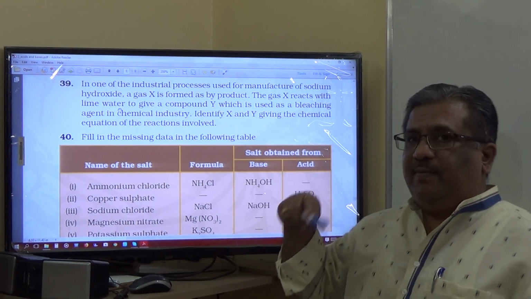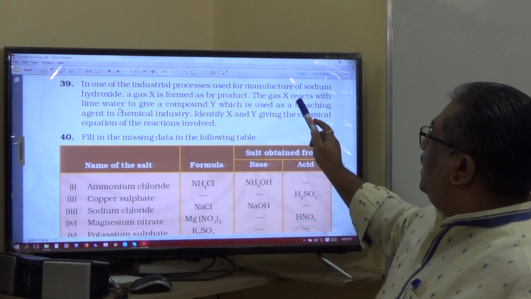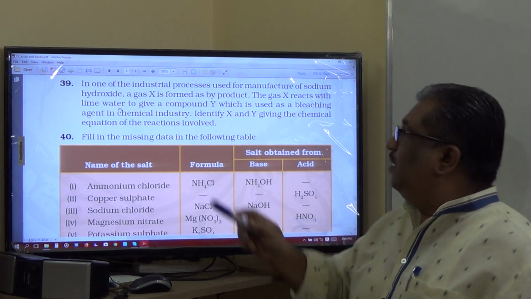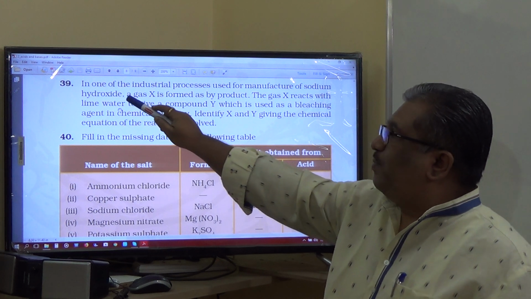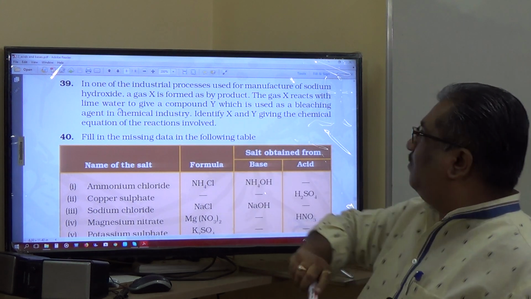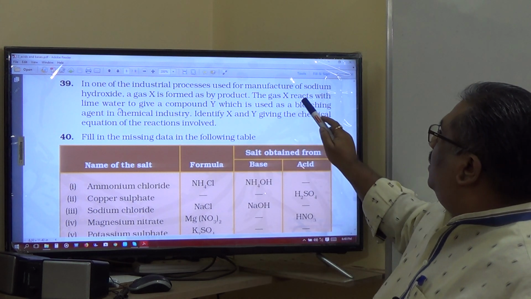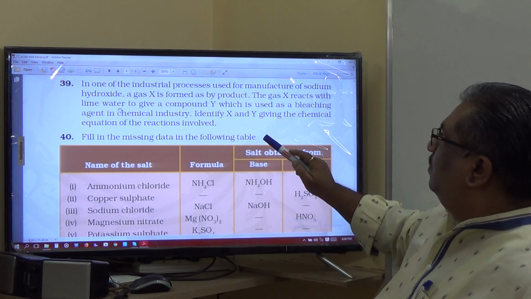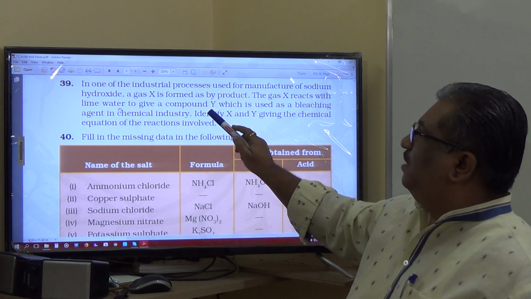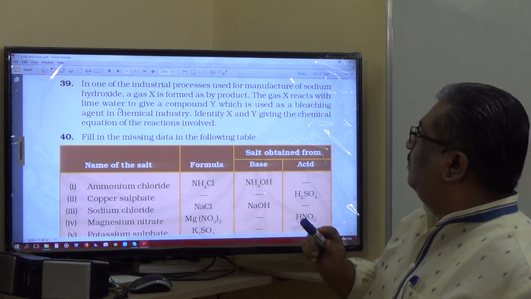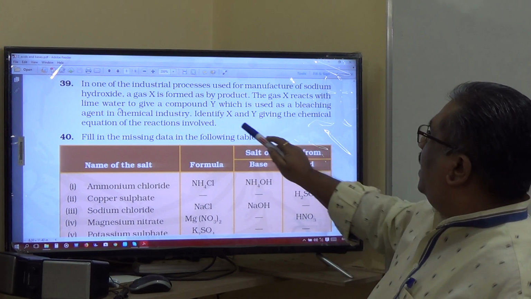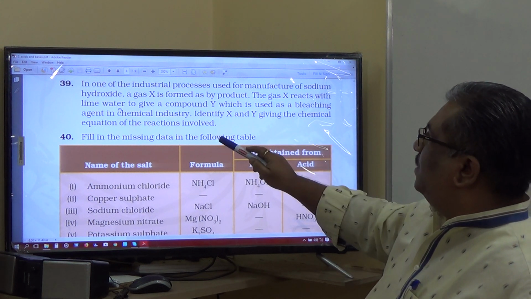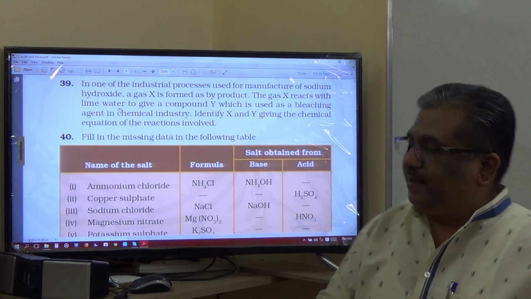So, how do you obtain bleaching powder? The gas X reacts. Which gas? Chlorine. Chlorine gas is formed during the chloralkali process, that is the production of sodium hydroxide, and therefore X is Cl2, Y is calcium oxychloride, and what else? Identify X and Y giving the chemical equations of the reactions involved. I am writing chemical equations now.